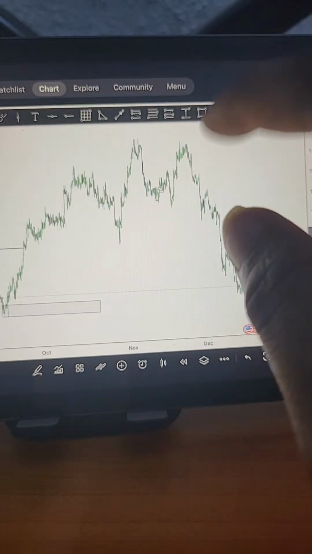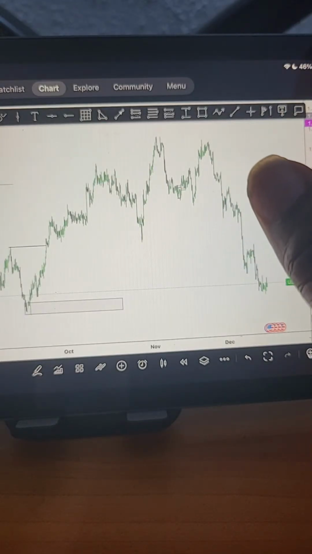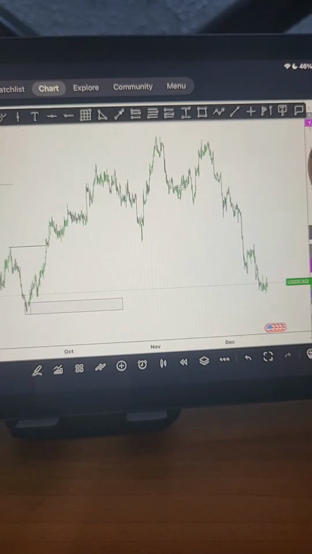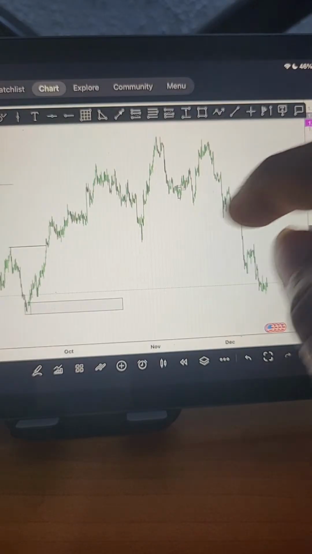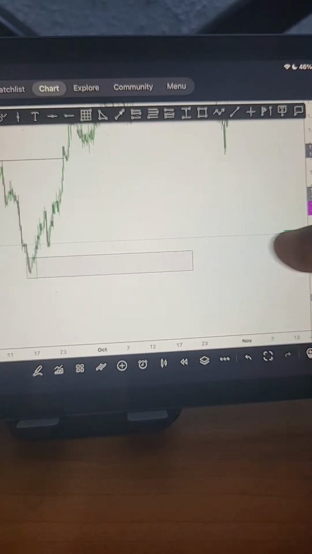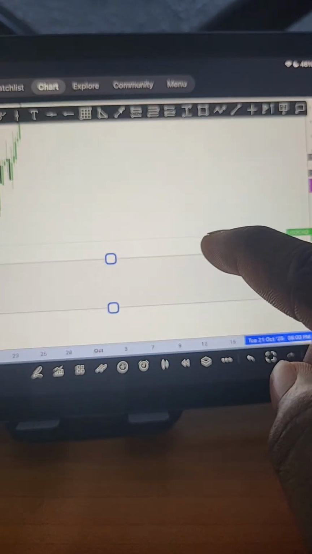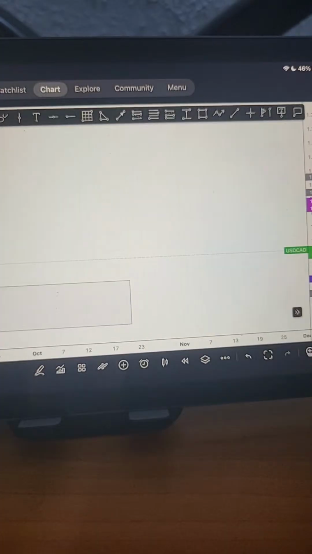So if my bias is on, let's say, the 1 hour time frame, my 15 minutes is supposed to align with my 1 hour structure. So I always have to go to a higher time frame first to know where price is and what price is doing and where price is currently. So that is just how it works.